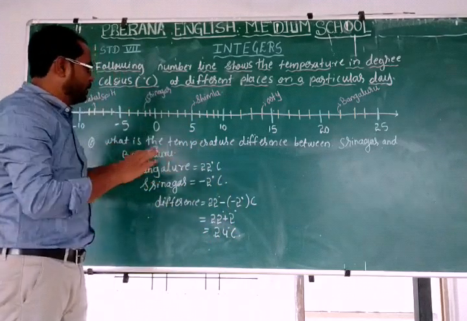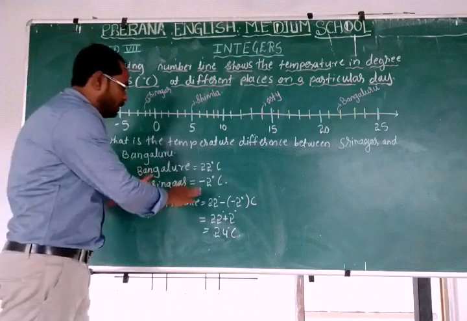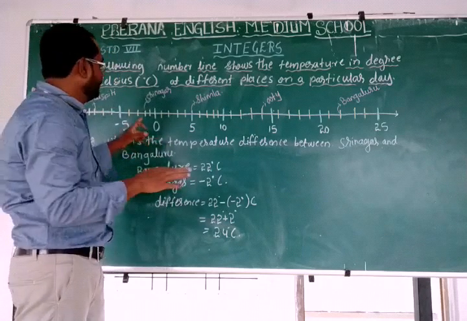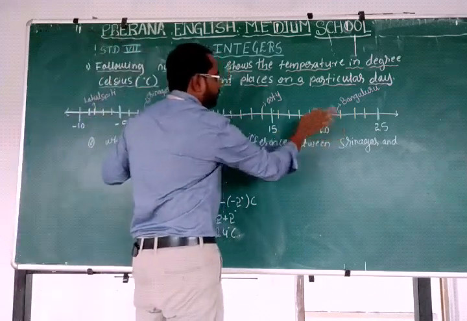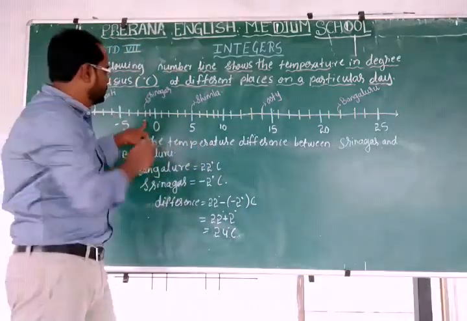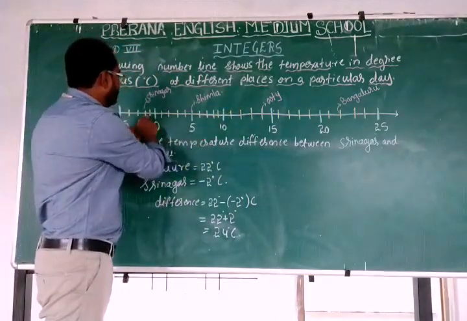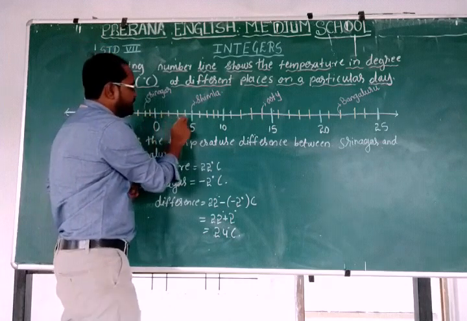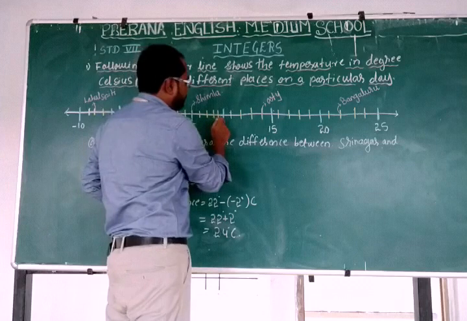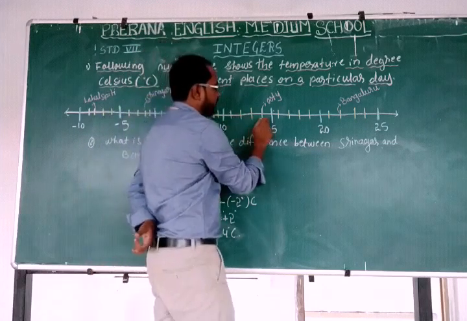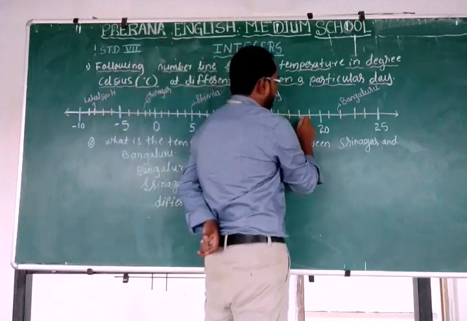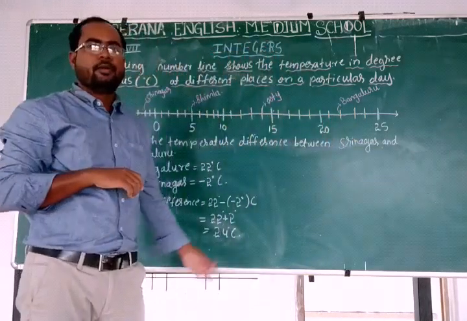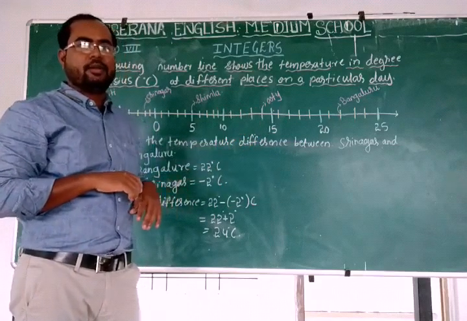Or a simple thing I will tell, if you don't want all this complication, if you want to solve directly, see here. What is the temperature difference between Srinagar and Bangalore? Srinagar is here, Bangalore there. So start counting numbers from here. 1, 2, 3, up to 20, 21, 22, 23, 24. 24 is the difference. Using the number line, very simple.